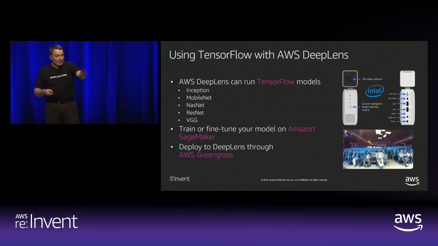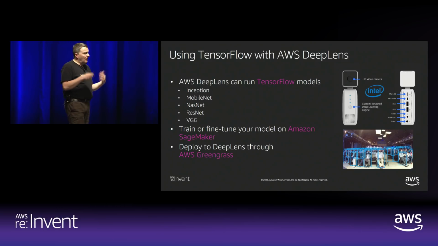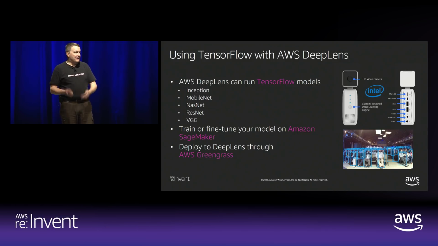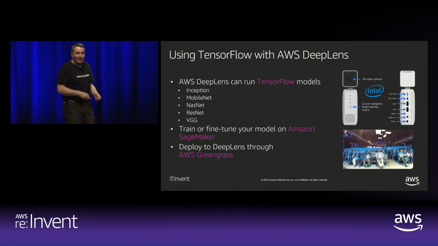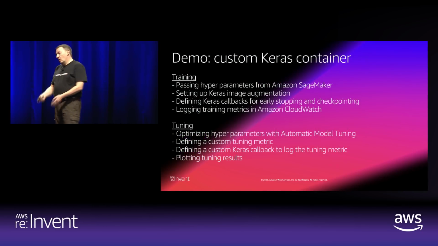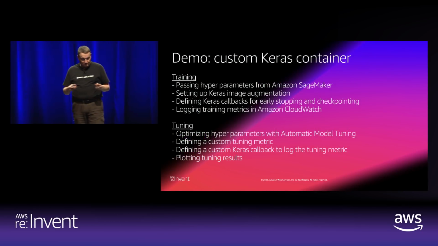So you can grab any architecture listed here, ResNet or VGG or anything. Take a pre-trained model or fine-tune your model on SageMaker and use Greengrass to deploy the model and the Lambda function running inference on the camera. It's pretty easy, right? And you can do all kinds of funny things with DeepLens. Now you're all familiar with it. So now it's time to go into the demo.